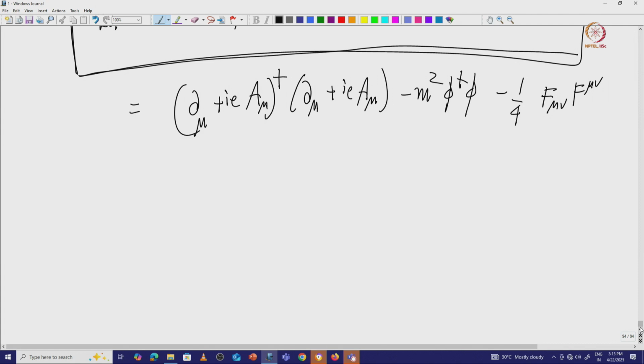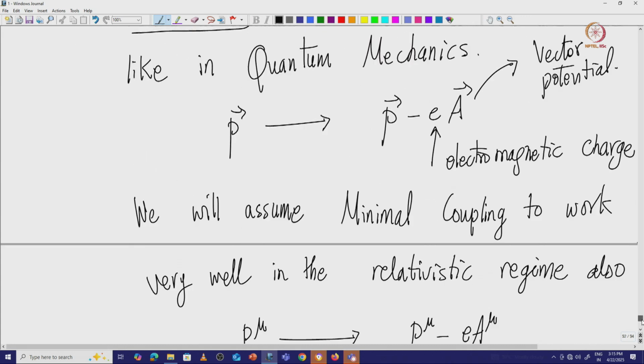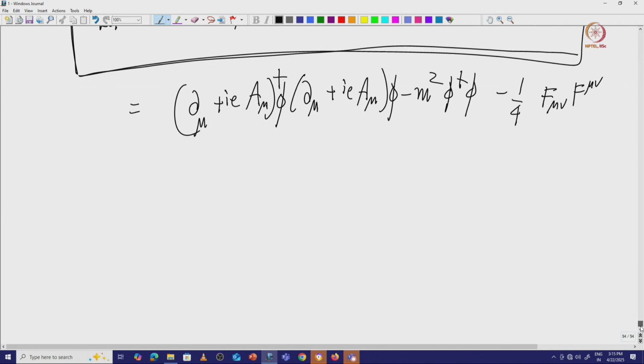Now, this is a straightforward expansion. Oh no, there should be a phi here on both sides. Did I put a phi here? Yes, so there should be a phi here. Now, if we expand this, we will get several terms, and then we can take the equations of motion and check what the source terms are for each of them.